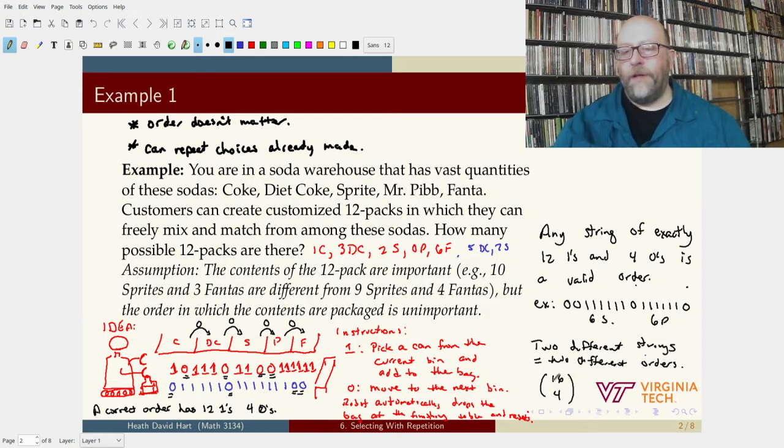Okay. The number of bits is equal to the size of the pack plus the number of different cans of sodas minus 1, because we only have to instruct the robot to skip from one box to the other. And so if there are 5 different boxes, we need 4 zeros to do this. So there are 12 ones and 4 zeros because there are 5 different kinds of sodas.